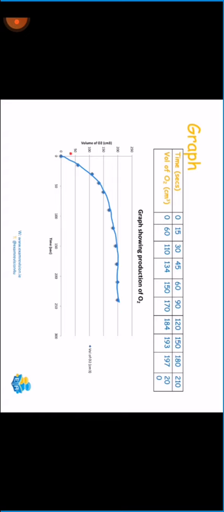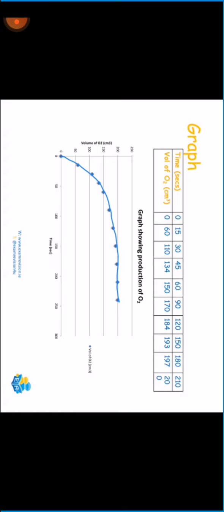This is because at the beginning there's lots of both of our reactants to react, but as our oxygen gets produced, there's less and less of our hydrogen peroxide left to react, so the volume of the oxygen produced will start to stabilize.